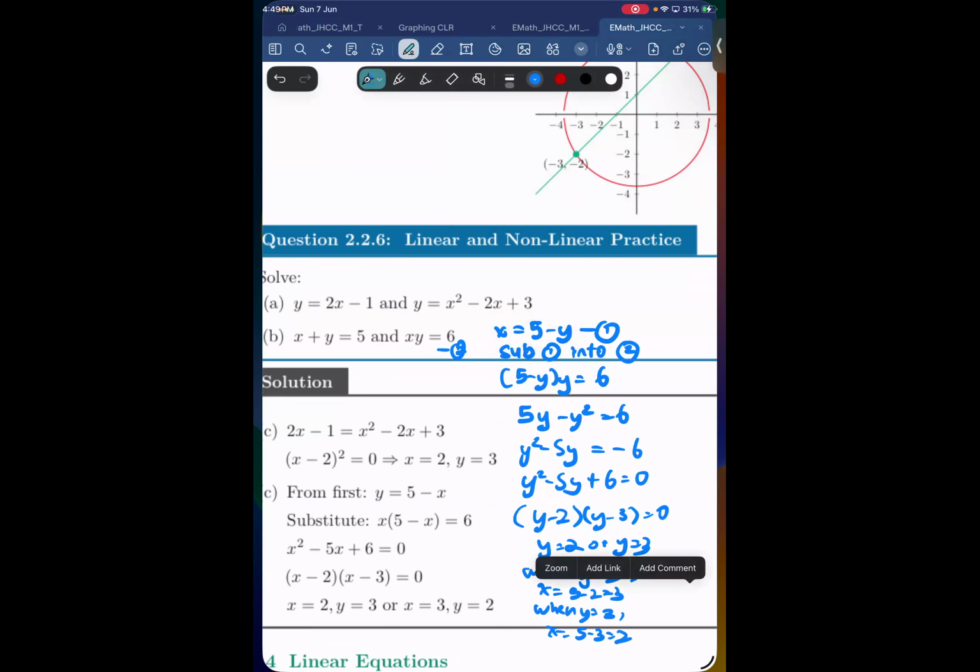Okay, so my two answers are this one. X is 2, y is 3, and x is 3, y is 2. So the answer here, on the printed one, is if I make y the subject, while the working I just did is to make x the subject. So you can see, you do it either way, you still get the final answer, as long as you make sure you don't make any mistakes. Okay, any questions?